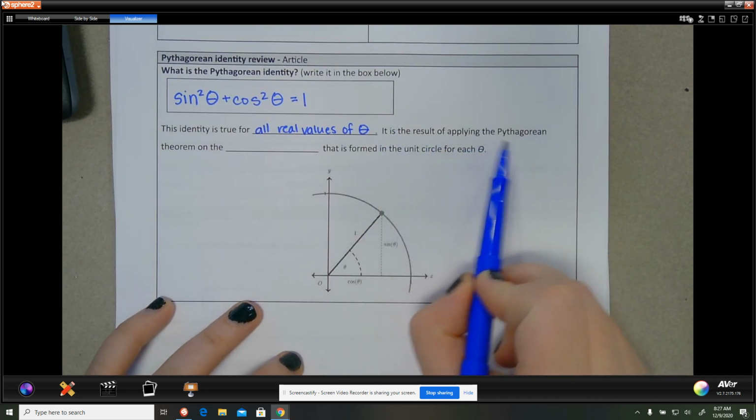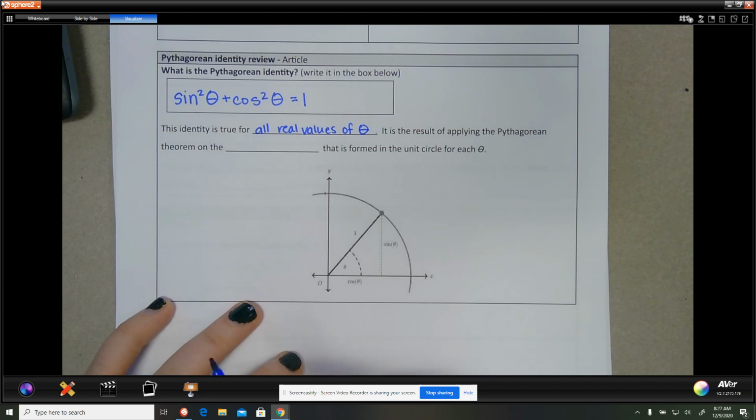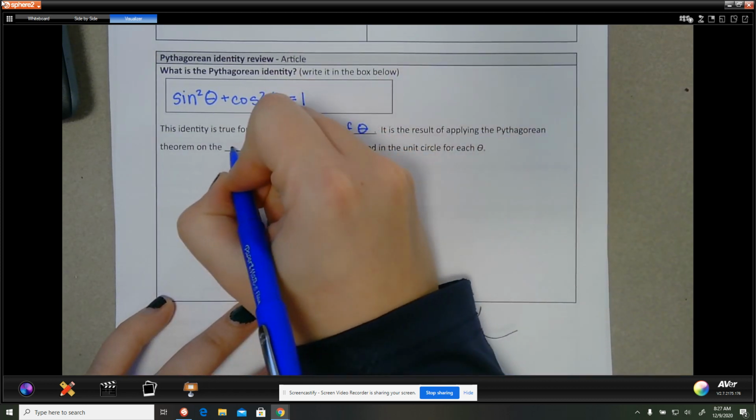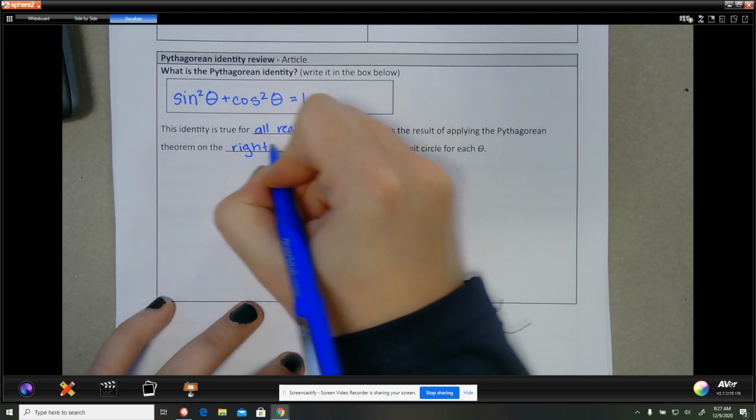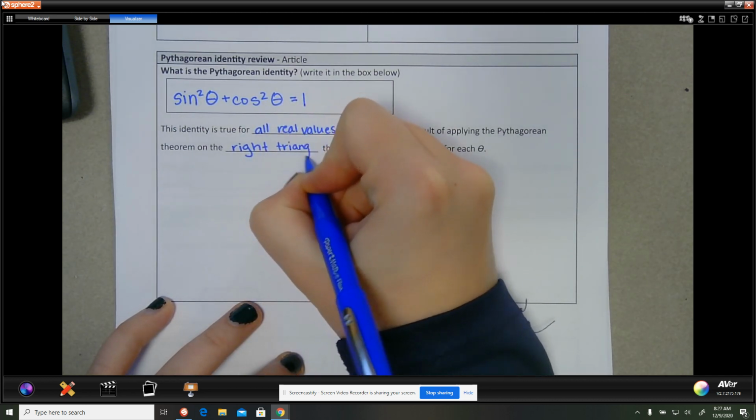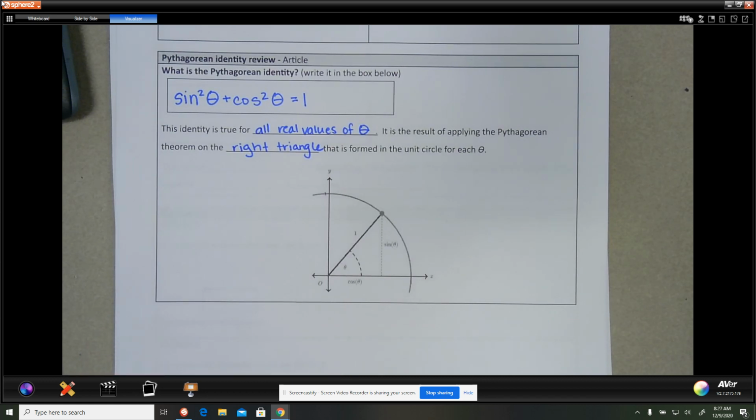It is the result of applying the Pythagorean theorem on the right triangle that is formed on the unit circle for each theta. All right, so here's our right triangle. We've got this degree of theta in here. We've made a right triangle with the x-axis here. You always go back to the x-axis. And this distance is always 1 because it's a unit circle. This is the radius. Here is our cosine of theta, adjacent over the hypotenuse, and our sine of theta, opposite over hypotenuse. So there's that one.